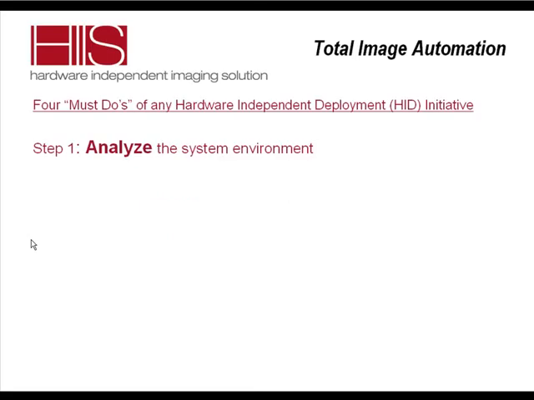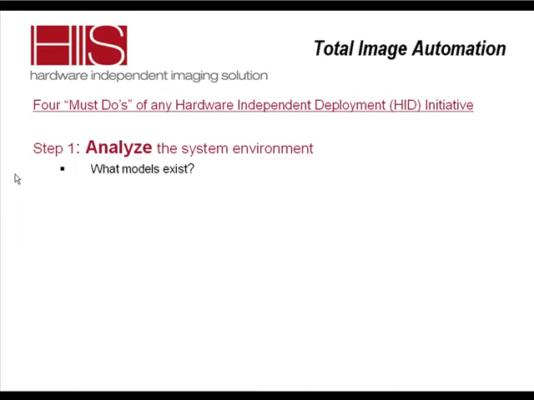A Hardware Independent Deployment Initiative, or HIIS initiative, is one of the most challenging and necessary tasks for an organization to take on. Regardless of the approach, whether it's manually engineered scripting, combination utilities, or a purpose solution like HIIS, 4 different phases must be handled. The first is an analysis.